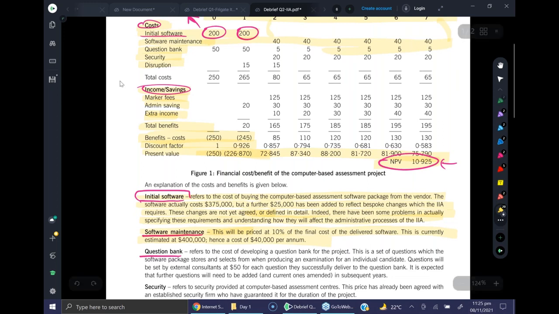Yeah, so I think year 2 onwards is the operational year. So Rabia, that's why maybe maintenance is added from year 2 onwards. It looks like that year 2 onwards is the main operational years.